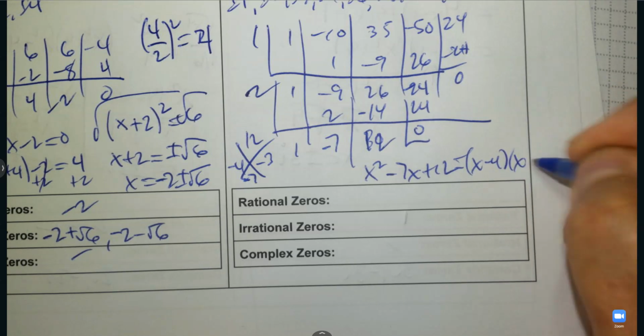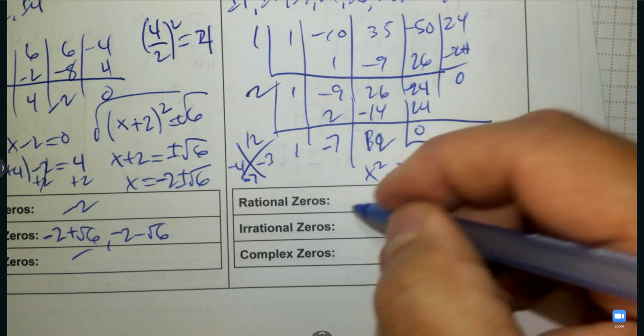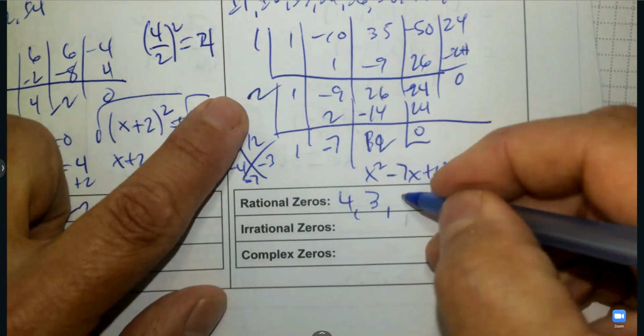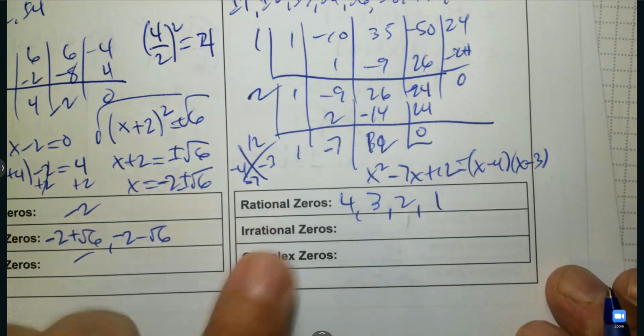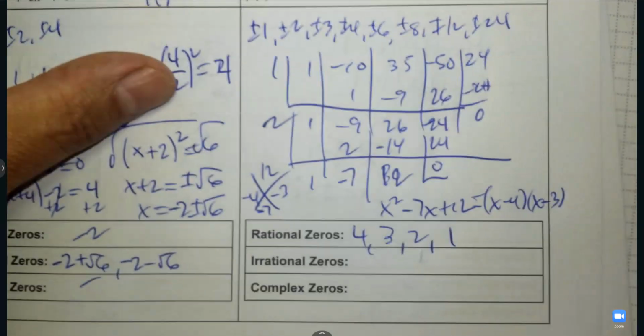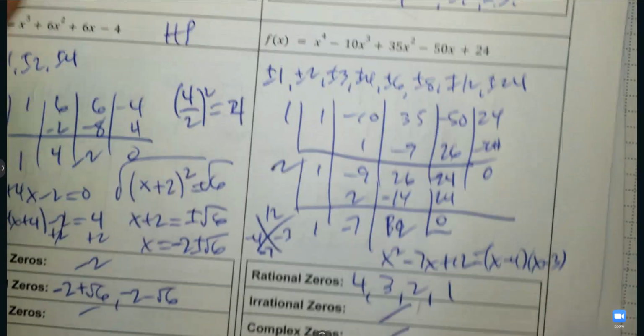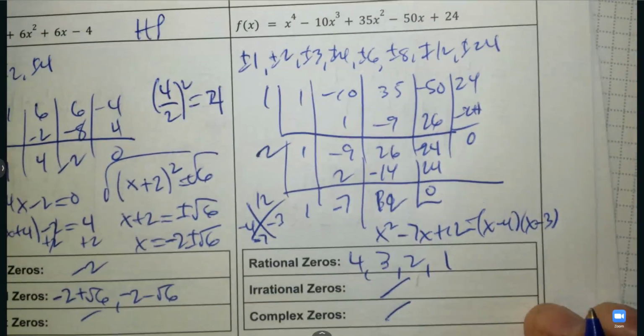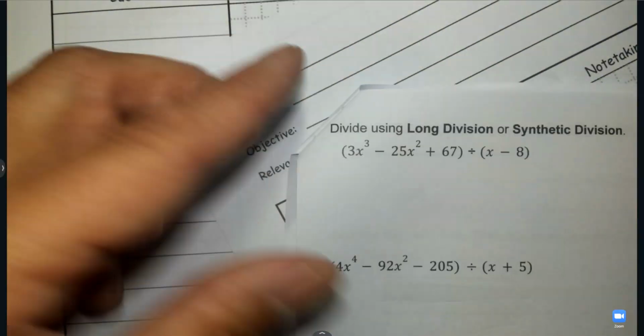So those are factors. So the opposite numbers, +4, +3, +2, +1. Hey, look at that. 1, 2, 3, 4. No irrational, no complex. And we found 4 zeros, and we found them. All right, turn the page.